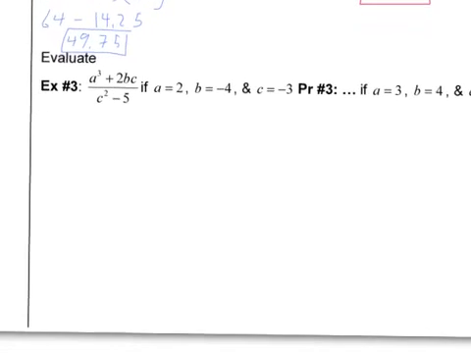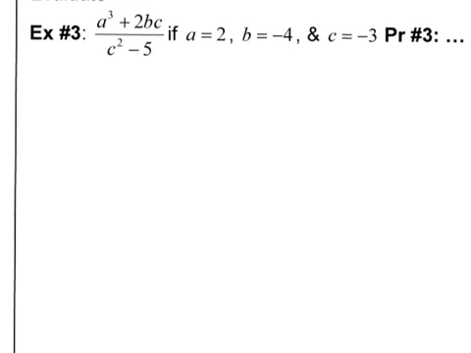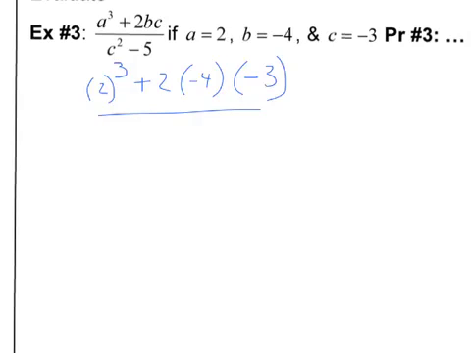All right, let's try number 3. Now we have 3 variables. A is 2, B is -4, and C is -3. Let's plug it all in. 2 cubed plus 2 times my B, which is -4, times my C, which is -3, all over my C, which is -3, squared minus 5. All right, a lot going on here. What am I going to do first? Well, I'm going to do everything that I can do.